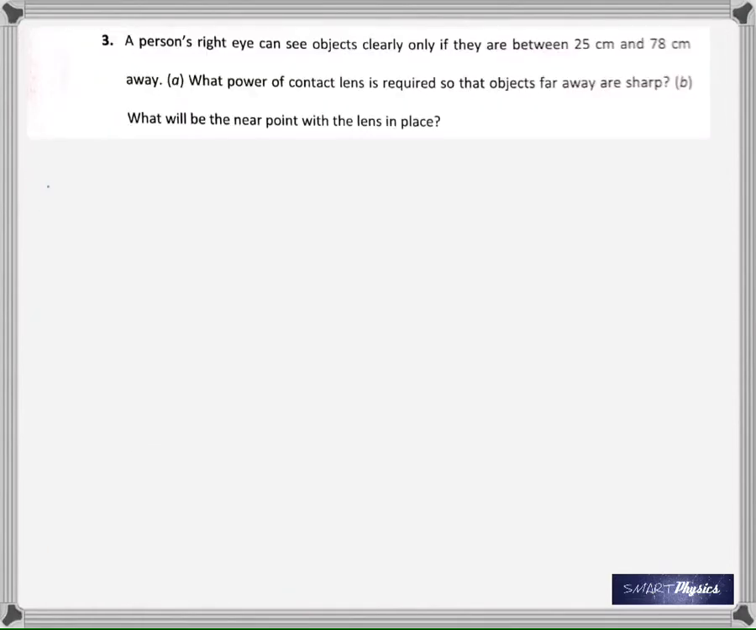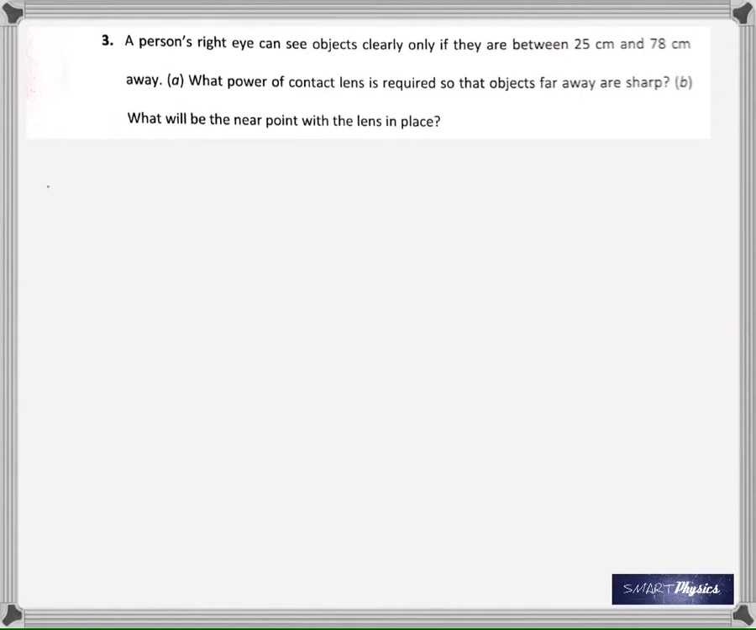Brings us to the next question. A person's right eye can see objects clearly only if they are between 25 centimeters and 78 centimeters. What power of contact lens is required so the objects far away are sharp? And what will be the near point with the lens in place?